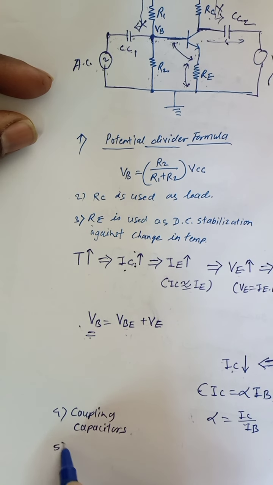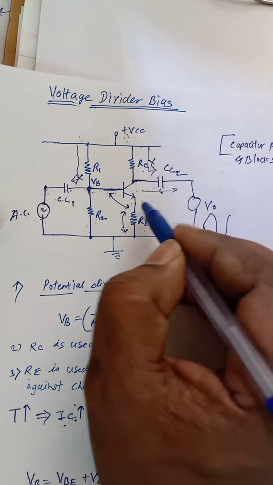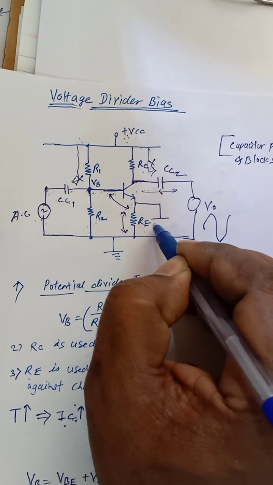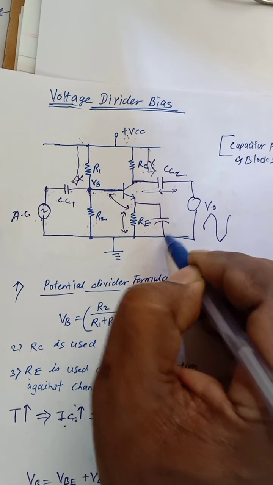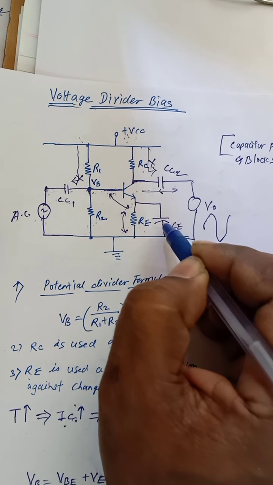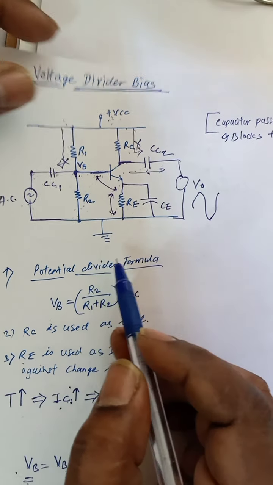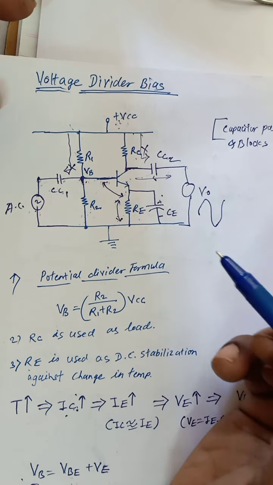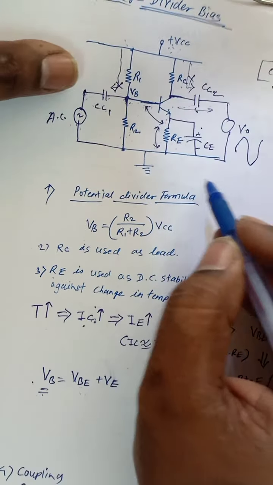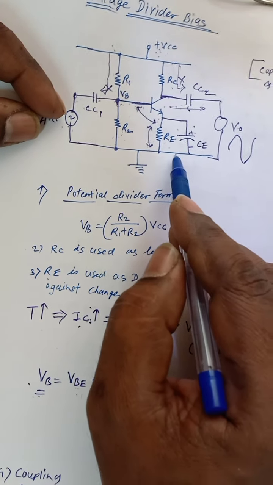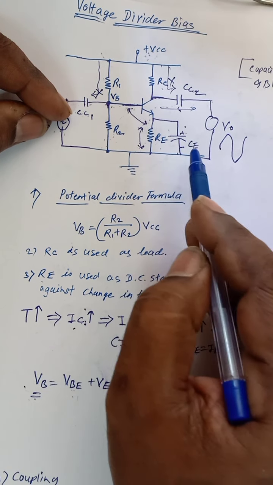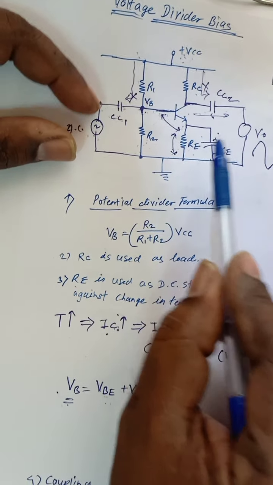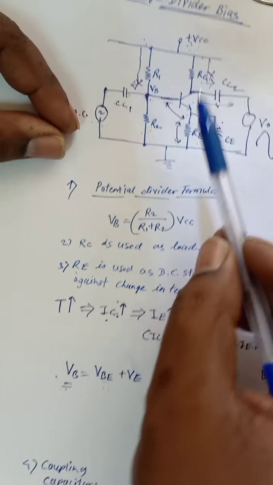The last, fifth component which we are going to use here is the CE capacitor, which is an electrolytic capacitor, with positive and negative terminals. This capacitor is most important in this voltage divider biasing. This capacitor is used to increase the gain.